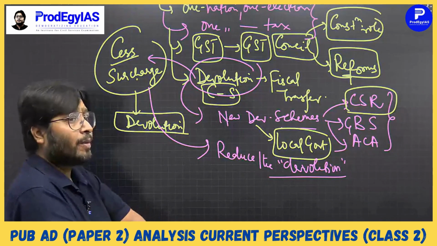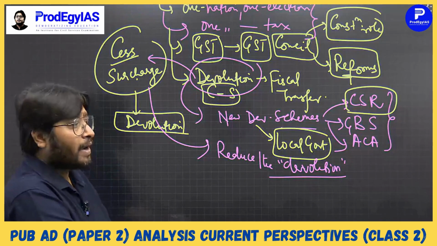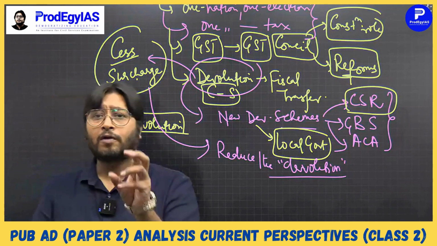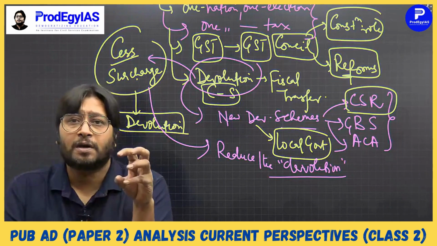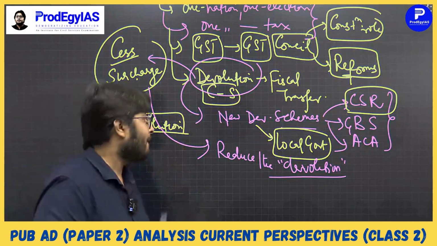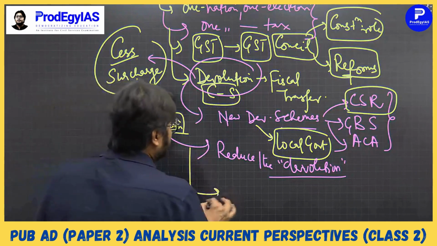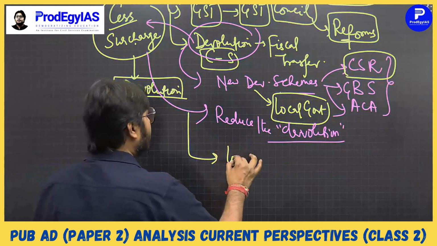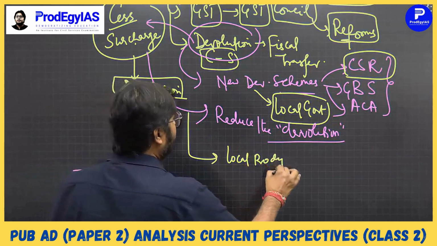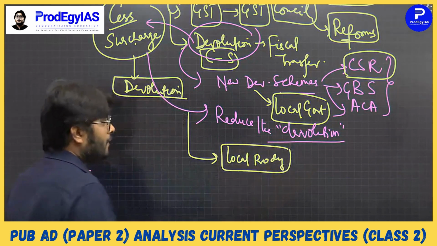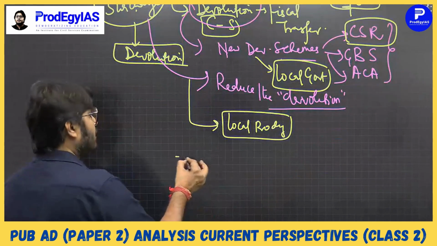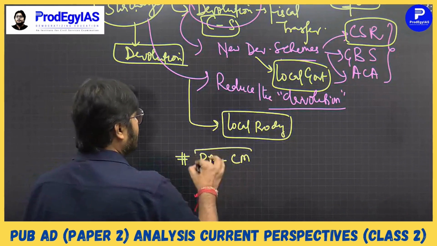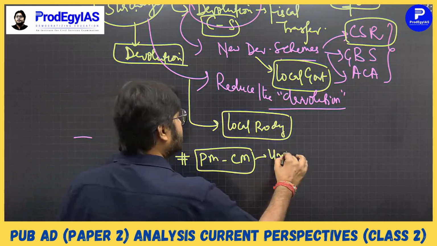Obviously, we are trying to augment the local bodies' resources, but India is one of the countries where the overall devolution to local government is much less compared to many countries of the world. So center-state financial relations, how this can be improved, how local body finances can be improved, is also a very important aspect. Like I said, the role of the governor, then PM-CM relations. Basically, this is union-state relations.